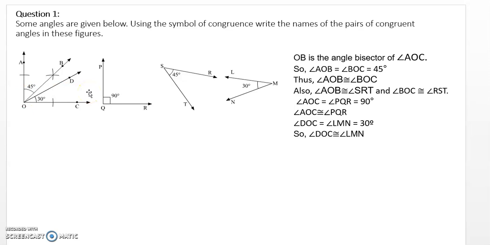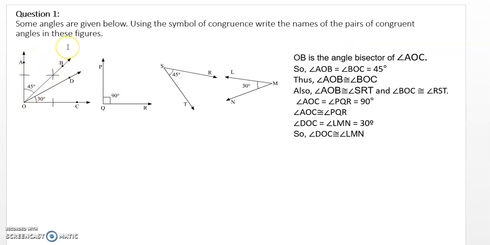Now we have come to the last set, set 7. Some angles are given below. Using the symbol of congruence, write the names of the pairs of congruent angles in this figure. Now AOB is 45 degrees. Here it is written that OB is the angle bisector of AOC. Now AOC is there, so OB is the angle bisector.